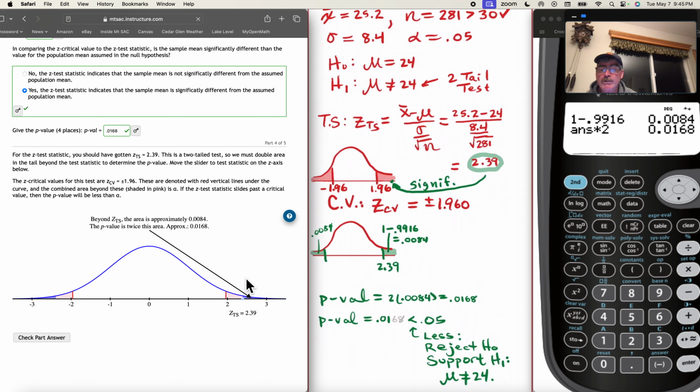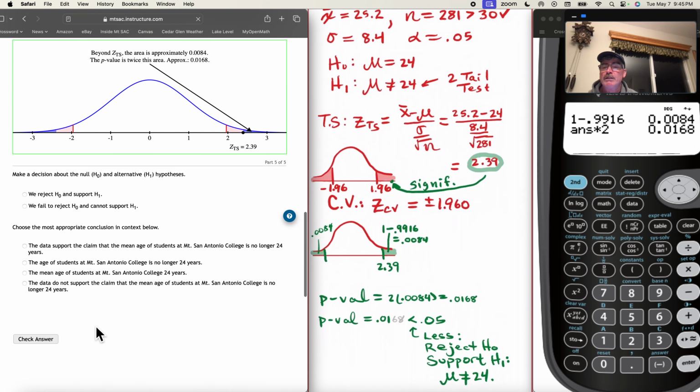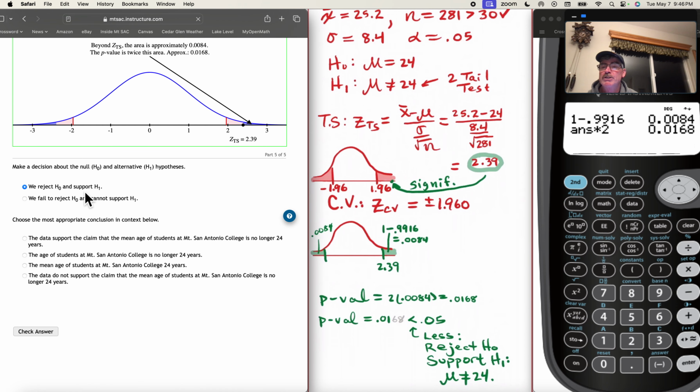Right there, 2.39. So it says the area of the tail is 0.0084, which is what we said, but we have to double this, so the p-value is 0.0168, which is what we got. Okay, it's less than 0.05, so we're rejecting the null hypothesis and supporting the alternative. We don't like to talk about the null hypothesis because we're not trying to prove that. We're trying to prove the alternative. So the alternative says that the mean is not 24, and we are supporting that.